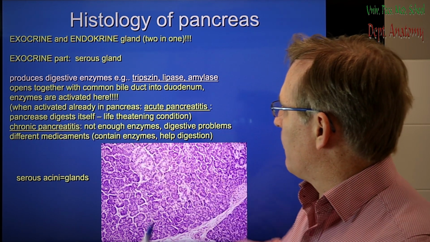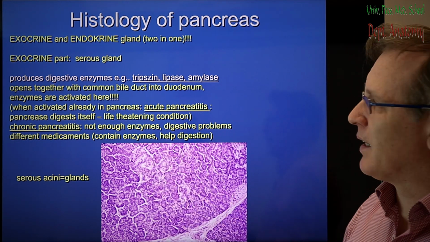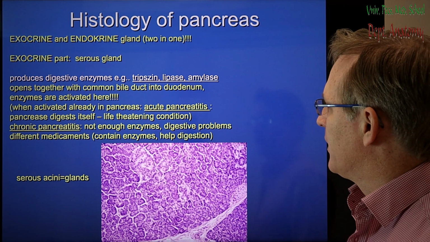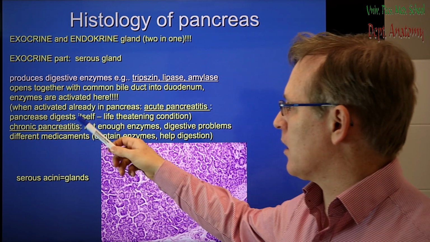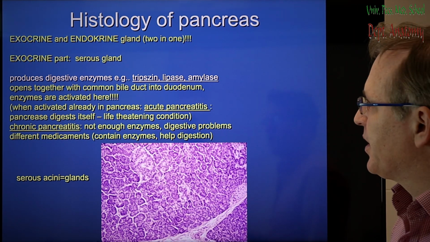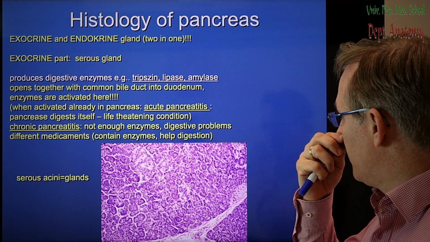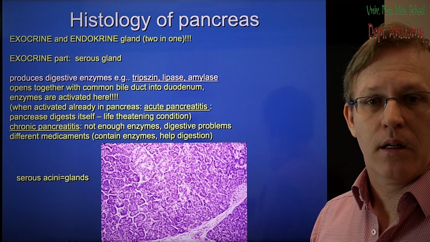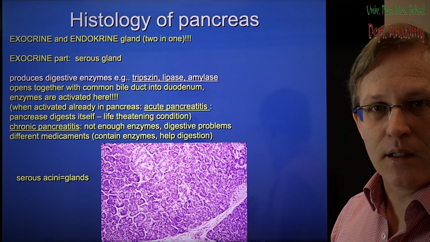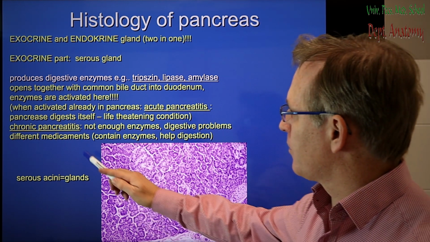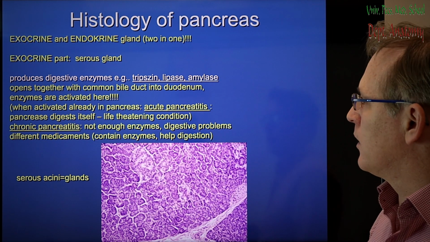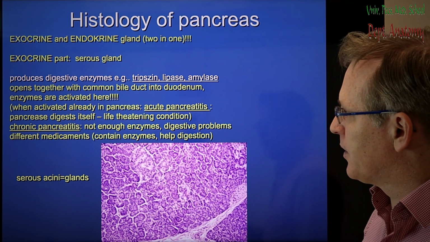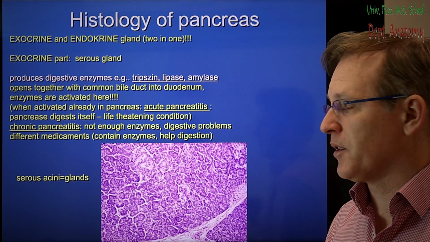The main pancreatic duct opens together with the common bile duct into the duodenum, and the enzymes are activated here only. So all the digestive enzymes of the pancreas are produced by the serous glands in inactive form. When activated already in the pancreas, this will be acute pancreatitis, and the pancreas digests itself.